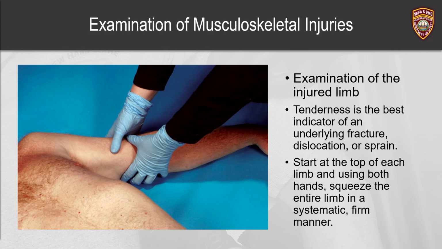You want to gently feel the injured limb for any points of tenderness. Tenderness is one of the best indicators of an underlying fracture, dislocation, or sprain. To detect a limb injury, start at the top of each limb, and then using both hands, cup the arm and squeeze the entire limb in a systematic, firm manner, moving down the limb and away from the body, right? What we're searching for is instability or crepitation, which is the bones grinding together.